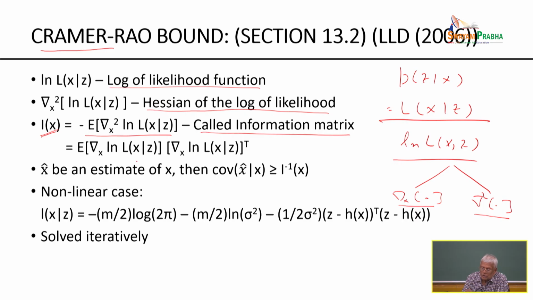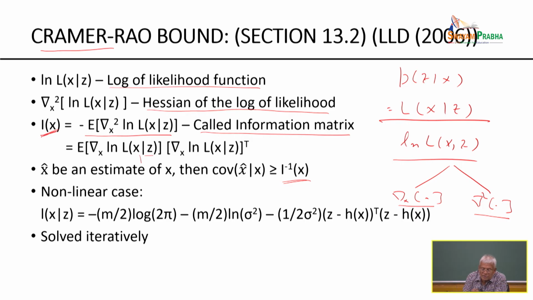It is also equal to, now please look at that, this is the gradient, this is the transpose of that, the outer product. Sometimes this is called the score function. So this is also equal to the expected value of the outer product. So Ix is called the information matrix. The information matrix, as I already know, is the inverse of the covariance matrix. So the covariance matrix is the inverse of the information matrix.